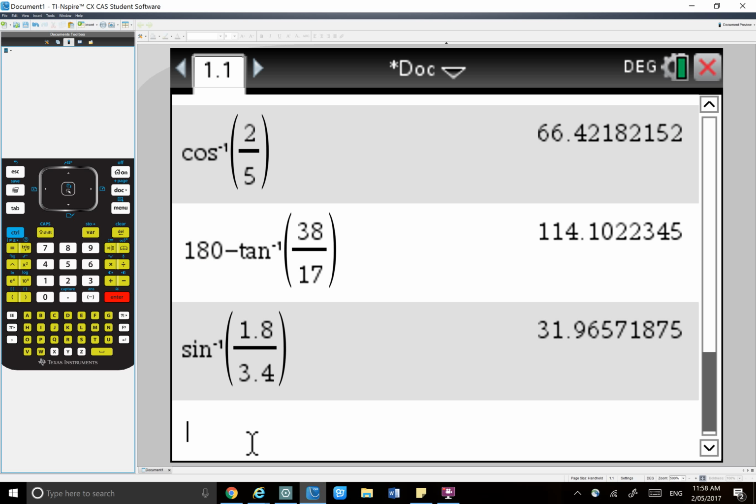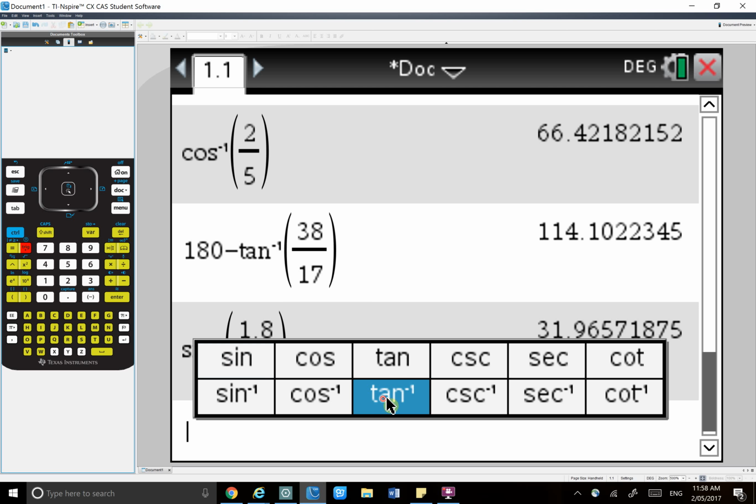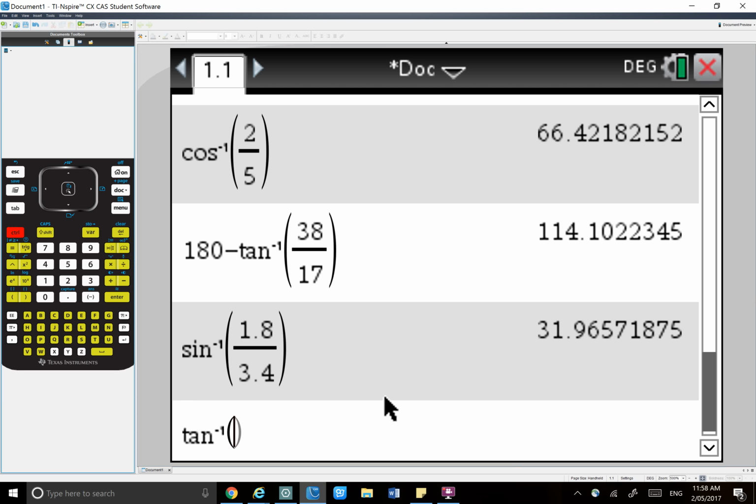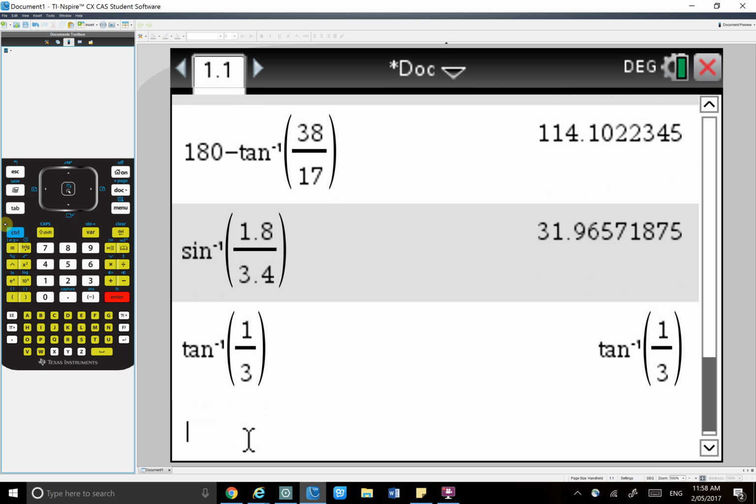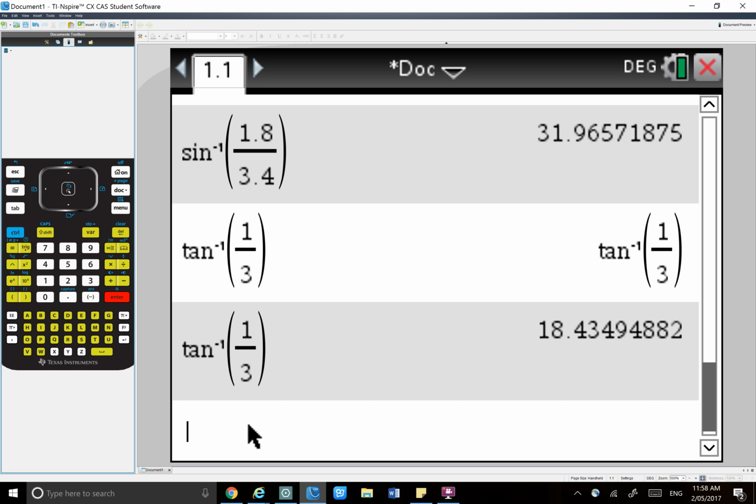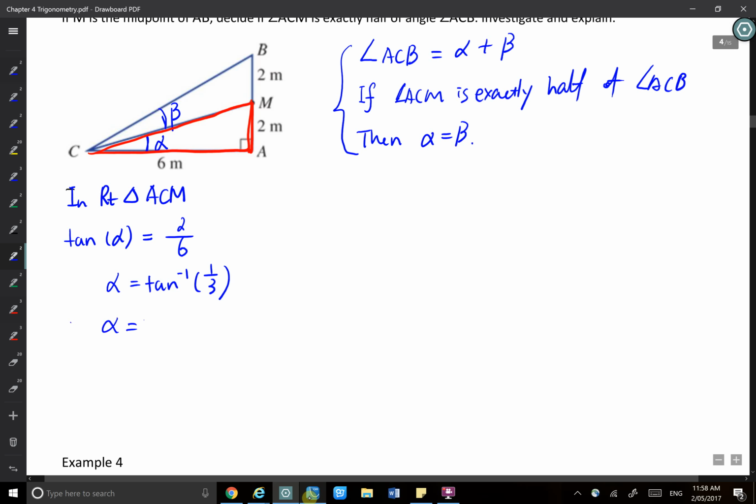So if I have tangent inverse 1 over 3, control and enter, that's about 18.43. Let's just go 18.4 degrees.